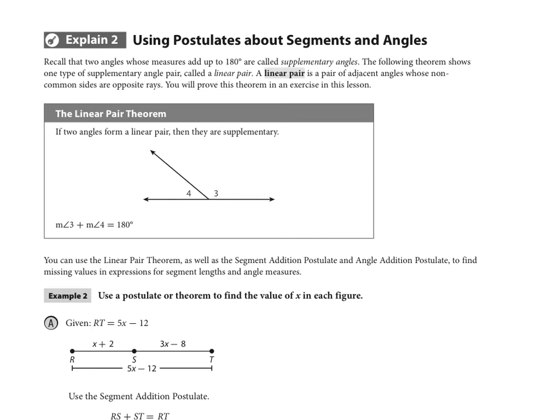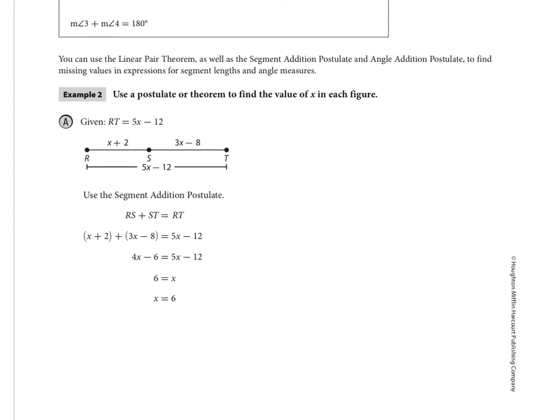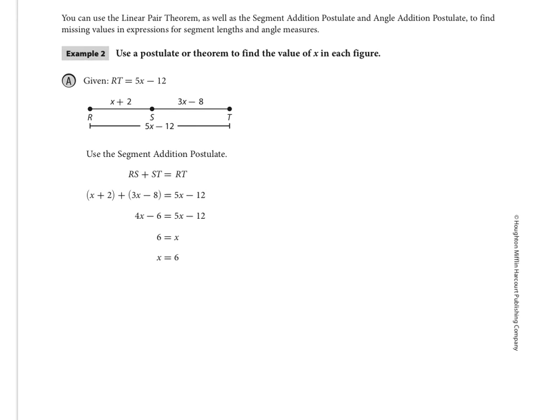Example 2, use a postulate or theorem to find the value of x in each figure. So we're going to go through here and kind of justify the steps like we were doing, but now we have a geometric diagram to start out with, okay? So example 2, we have two segments next to each other, adjacent, RS and ST, that we know we're going to be able to use our segment addition postulate with, okay?